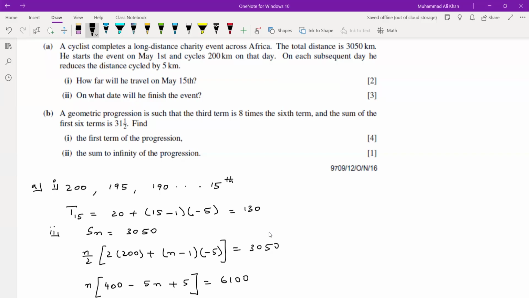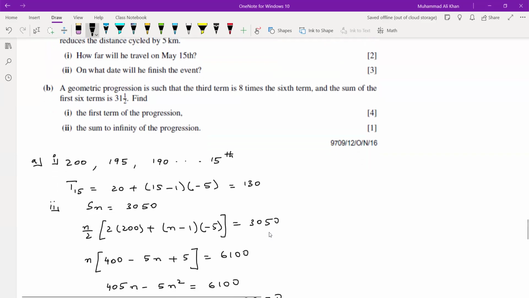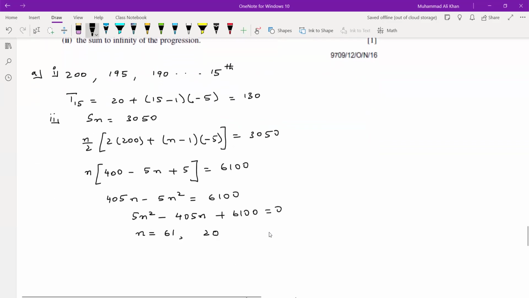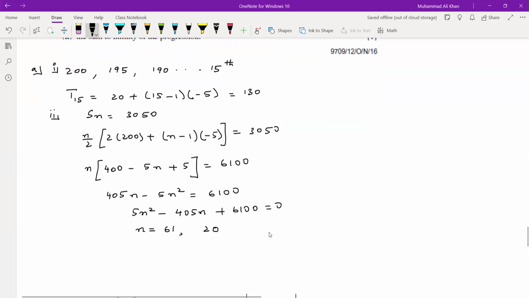अब आप देखिए on what date. तो जनाब ये जो रिजल्ट आ रहा है हमारे पास किस में आ रहा है? ये डेट में आ रहा है. तो 61 तो डेट हो नहीं सकती, 61 में नहीं हो सकता. तो दैट्स वाई इसको रिजेक्ट किया गया. और 20th मई को जनाब हमने ये इवेंट कंप्लीट कर लिया. आर यू क्लियर? 20th May is the date.